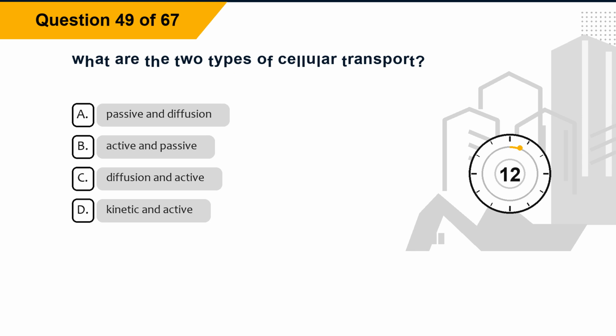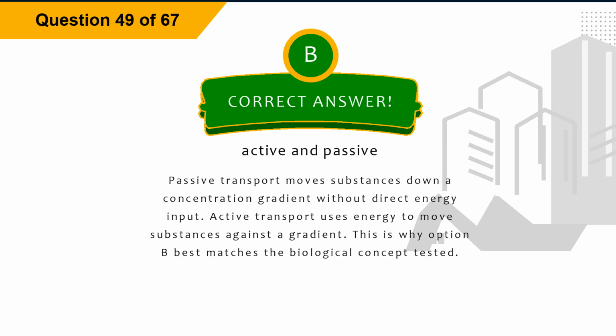Question 49. What are the two types of cellular transport? Option A, passive and diffusion. Option B, active and passive. Option C, diffusion and active. Option D, kinetic and active. The correct answer is option B, active and passive. Explanation. Passive transport moves substances down a concentration gradient without direct energy input. Active transport uses energy to move substances against a gradient. This is why option B best matches the biological concept tested.